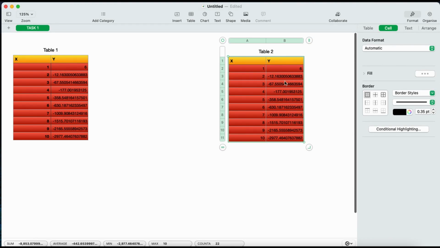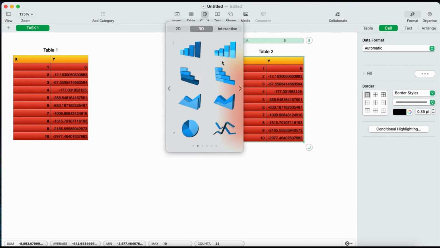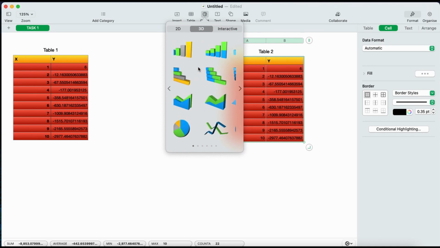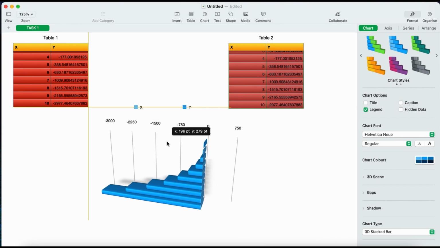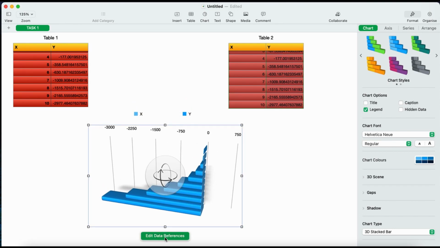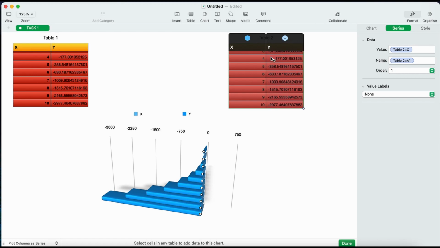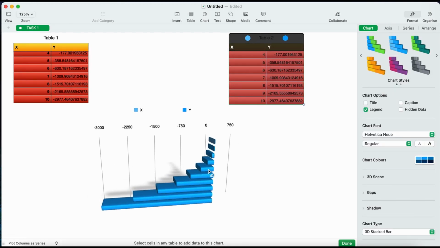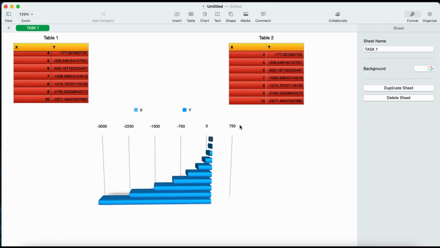So after this, inserting a chart. These are 2D types and there are also 3D types. So there are many formats of charts. We just pick this 3D model. So editing data preferences, selection from the table, that is already selected. So this is the creation of a chart using the data.